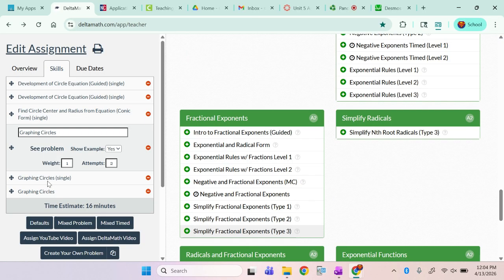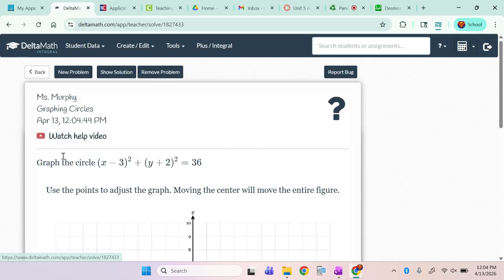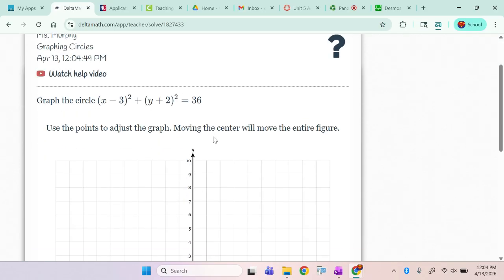All right, let's try one more together. So go to the next one. I'm going to change this equation. So this is x minus 3 squared, y plus 2 squared, equal to 36.